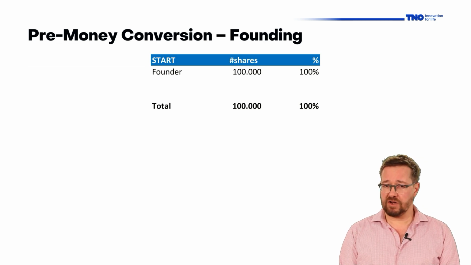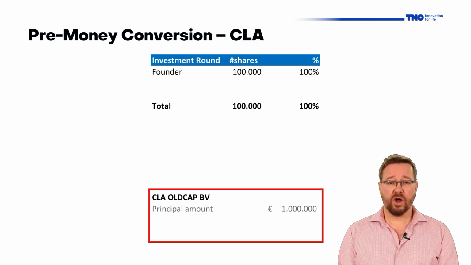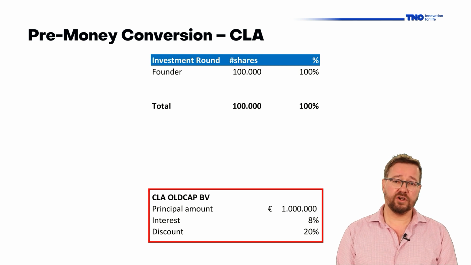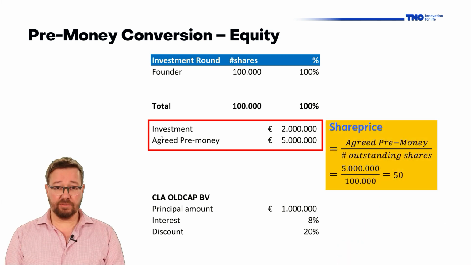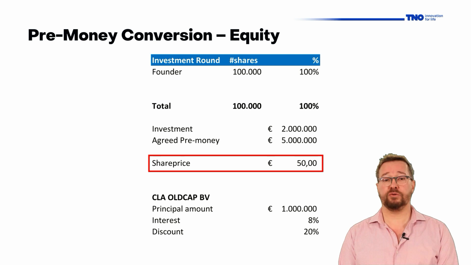Deep tech startup Example is founded with 100,000 shares. After a few months, Example makes a deal with investor Oldcap Invest: a 1 million euro CLA with 8% compounded interest and a 20% discount. One year later, investor Newcap Invest steps in with a 2 million euro investment at a pre-money of 5 million. The share price is calculated as pre-money divided by the total outstanding shares, or 5 million divided by 100,000 shares, which makes 50 euros.